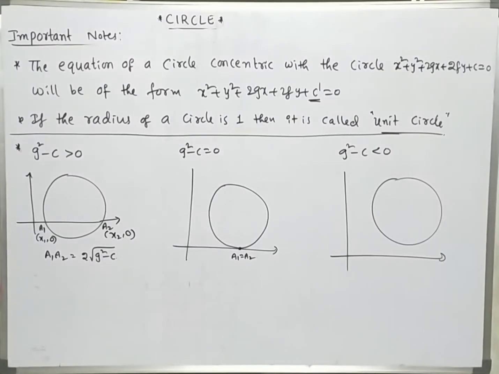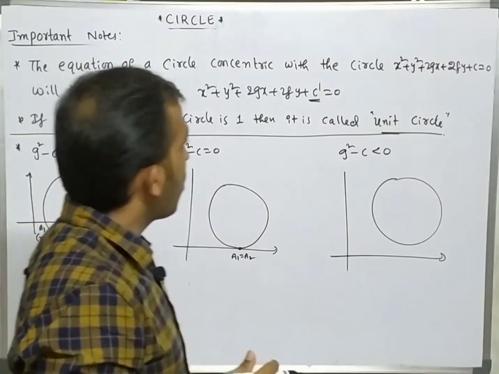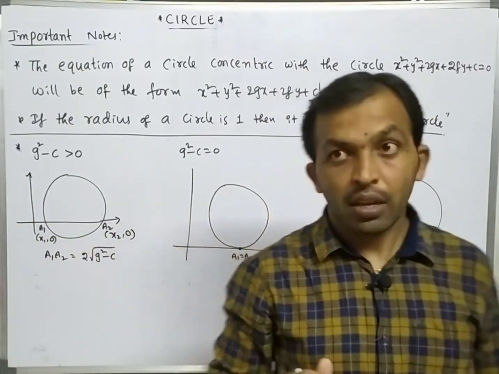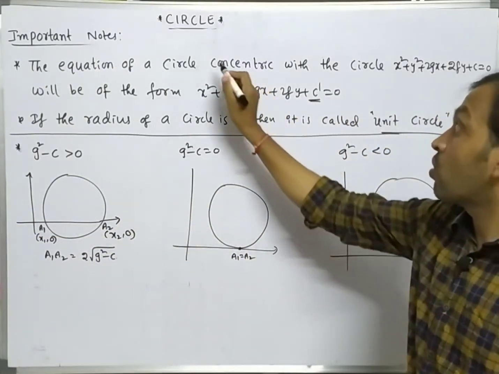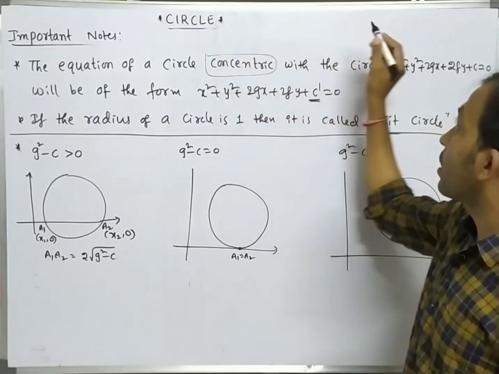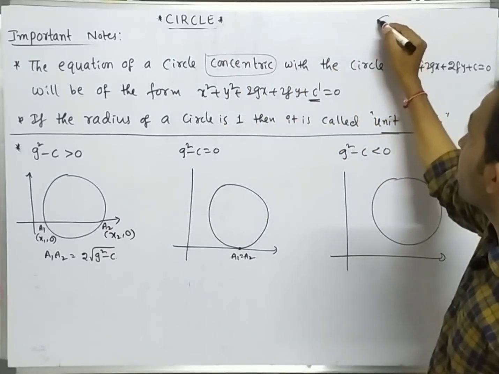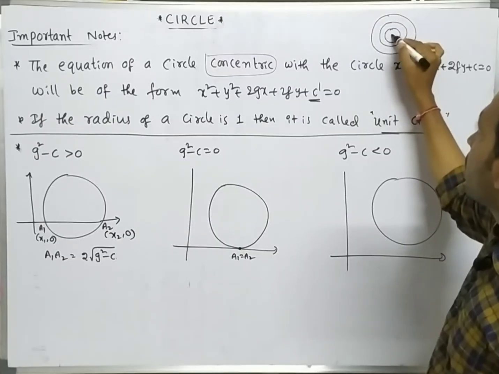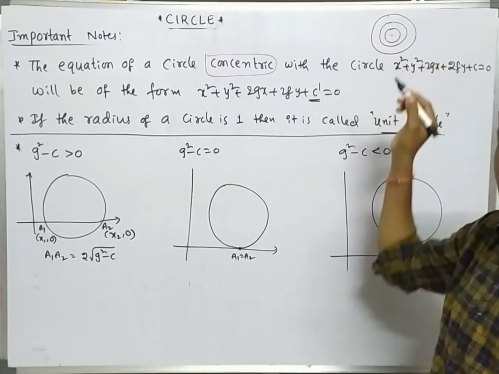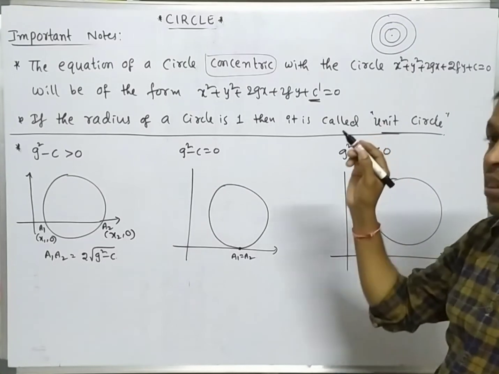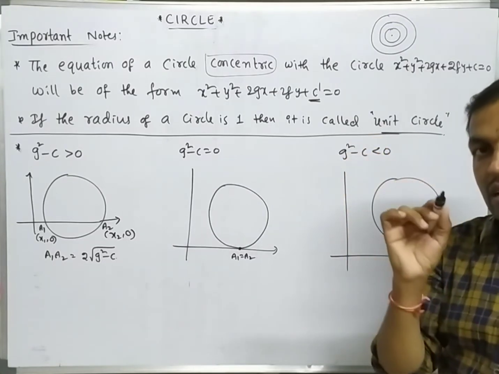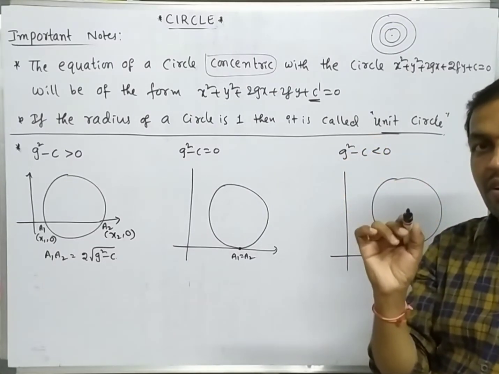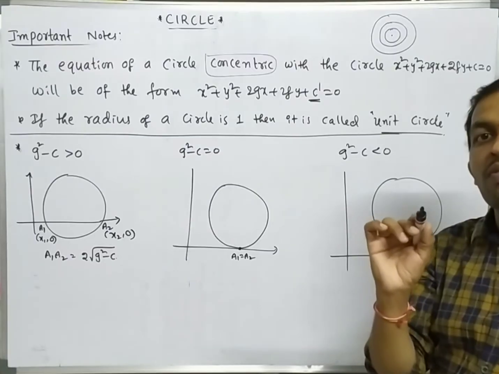Next, the equation of a circle concentric with the circle x square. First of all, concentric circles. Concentric circles means two or more circles with the same center. So these circles are called concentric circles. The important observation is that the equations of concentric circles differ only by a constant.